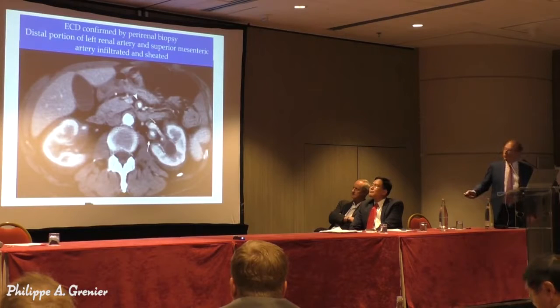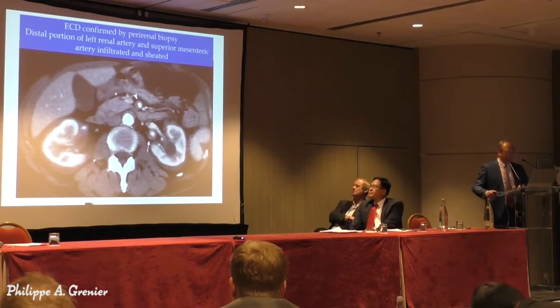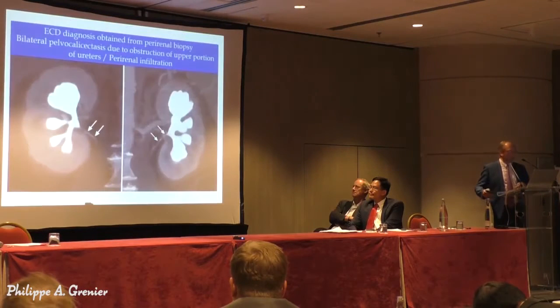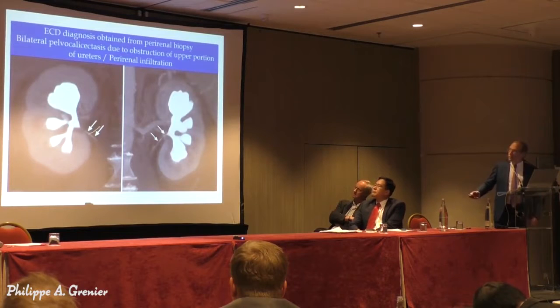And this is also very often associated with the perivascular sheathing. For instance, in this case, you have the distal part of the renal artery that is sheathed by the infiltration, as well as the superior mesenteric artery. And sometimes this perirenal infiltration extends to the sinus of the kidney, expanding the sinus of the kidney, and leading to a narrowing or obstruction of the ureter. And this is an example with the coronal reformation.